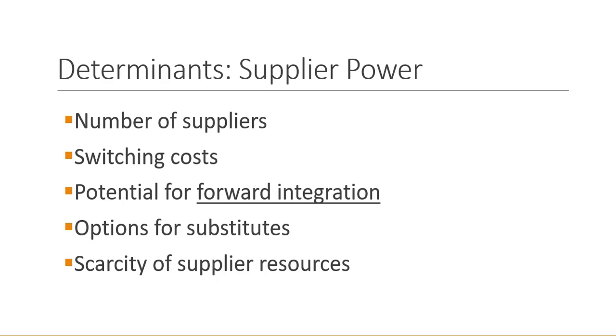And finally, scarcity of supplier resources. The scarcer or rarer the resources of the supplier are, then the weaker we are because we're relying on that supplier. The more abundant those resources are, then we have more options, we have a better bargaining position, and we're in a lower threat scenario.